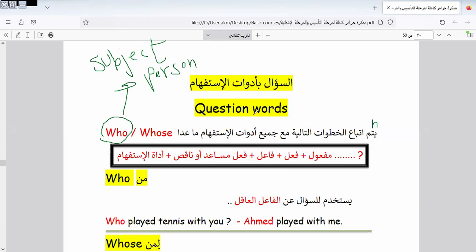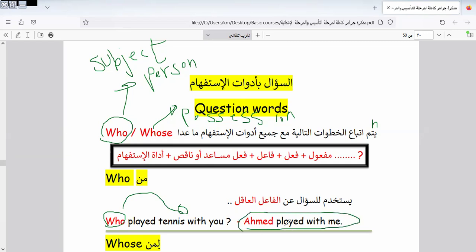We can say question words or keyword questions, both are correct. Here with whose, we ask about possession. What is the meaning of possession? Some of you may not know it: something that belongs to me. This is called possession. Here we have: who played tennis with you? I ask about the person or the subject who played tennis with you. The answer will be: Ahmed played with me. So the subject here is Ahmed.